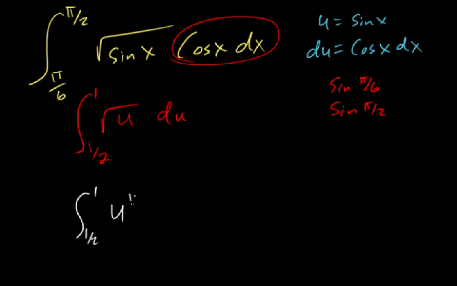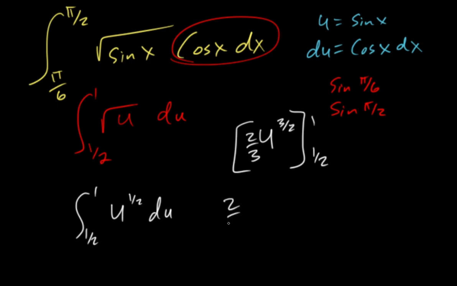I'm going to think of this as u to the 1/2. So I raise that by 1, divide, and evaluate that from 1 to 1/2. I'm going to pull out the constant just to make it a little bit easier.